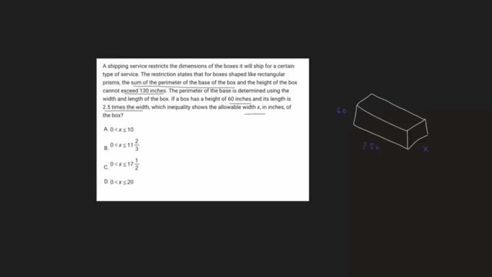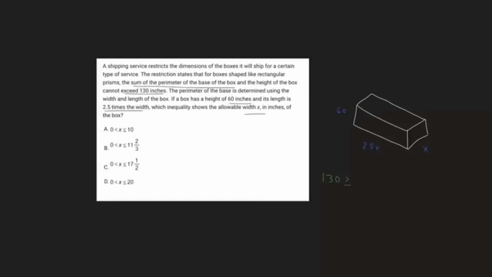So let's use green and write out 130, because it cannot exceed 130, right? Therefore, I'm going to write up the sign like this, but it can be equal to 130. It just can't exceed 130. All right, so now we need to find what the restriction actually is for that 130 inches, right?